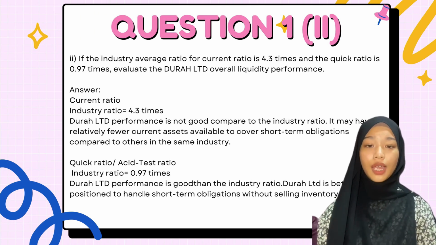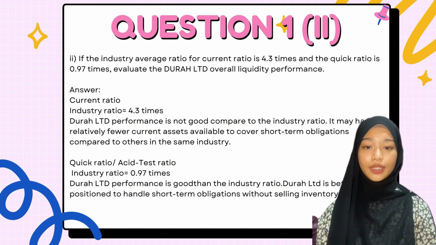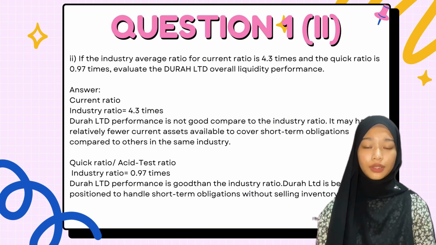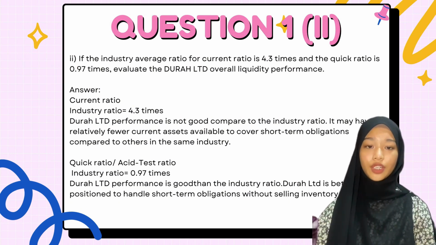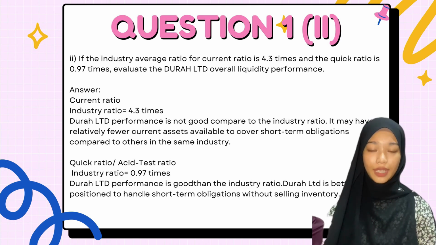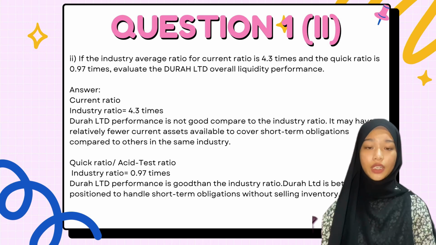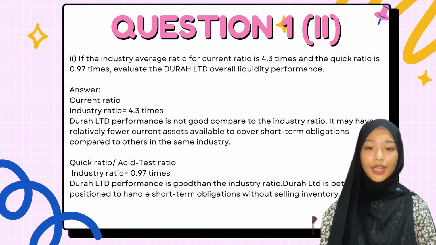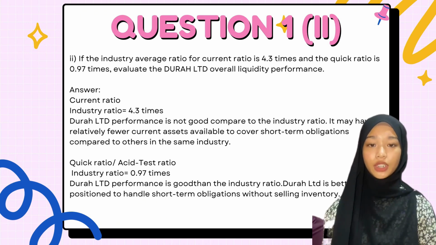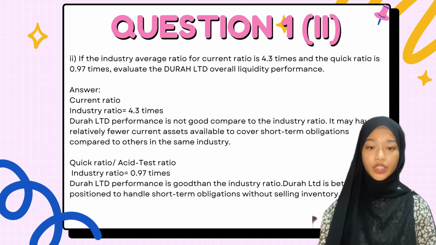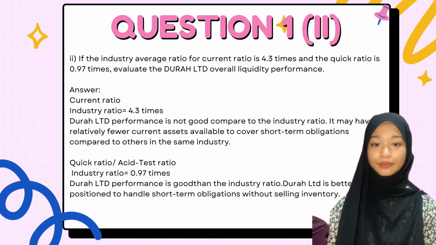For Dura Ltd quick ratio is 1.40 times and industry ratio is 0.97 times. So Dura Ltd performance is better than the industry ratio. Dura Ltd is better positioned to handle short-term obligation without selling inventory.